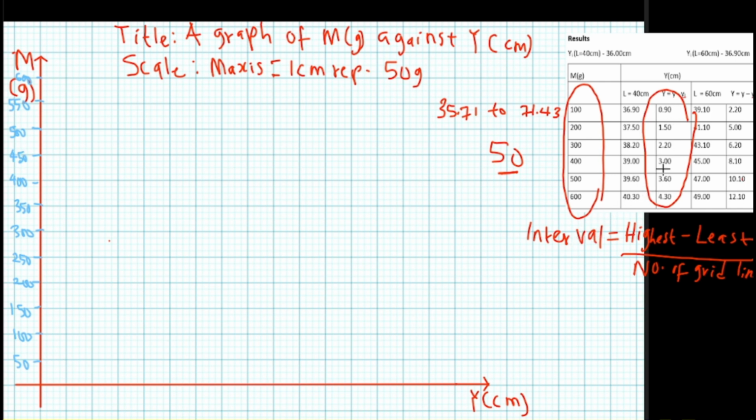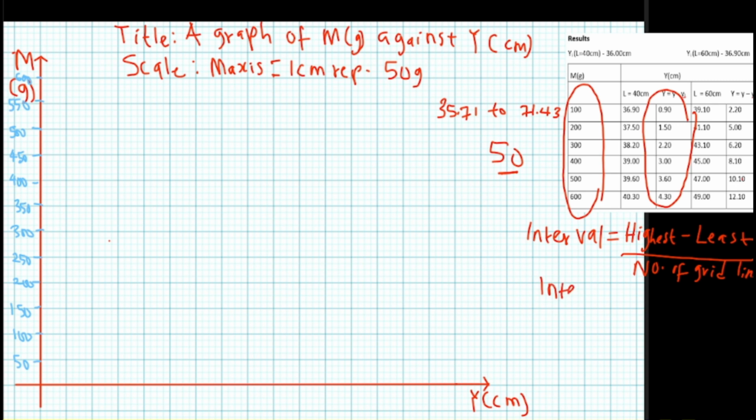So using our formula, we've gotten the scale for the m-axis. Now let's get the scale for the y-axis. Again, using our interval formula, we have highest value minus least value divided by the number of grid lines. Remember, we counted the number of grid lines for the horizontal to be 16, and for the vertical we had 14. So let's get our interval again.